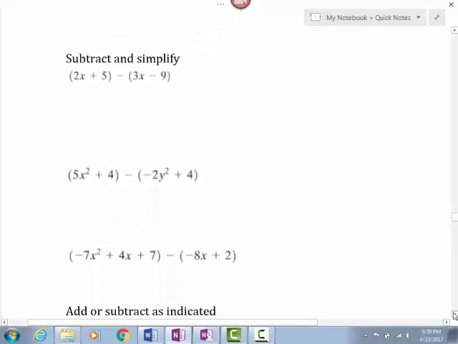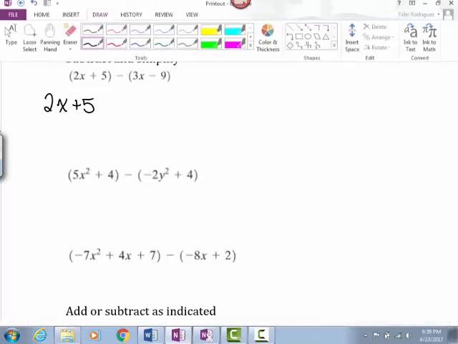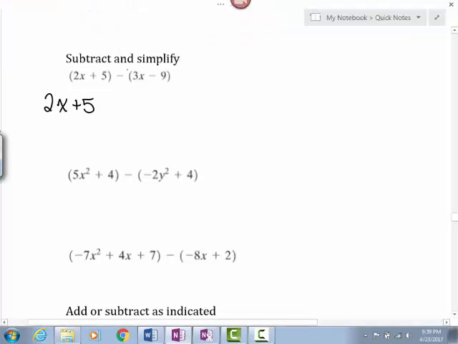Good. All right, let's go on to the next problems. So these next problems here say to subtract and simplify. Okay, so in subtracting polynomials, one small difference is we're going to go ahead and rewrite the first polynomial without the parentheses, 2x plus 5. Since we're subtracting, we're going to think of the number right here behind our minus sign and in front of our parentheses as a 1.